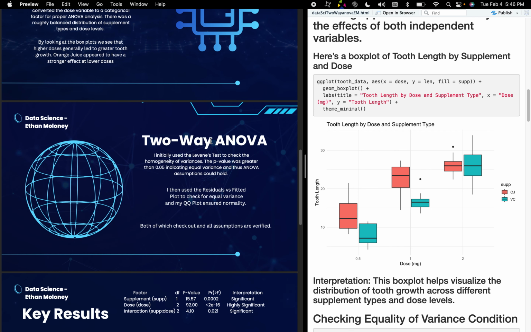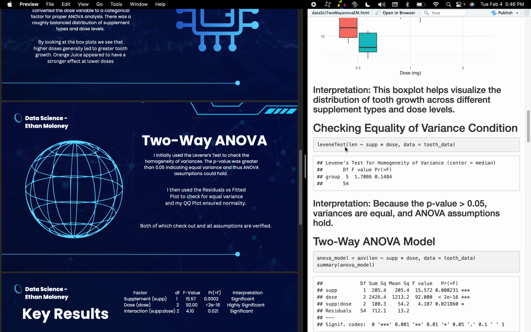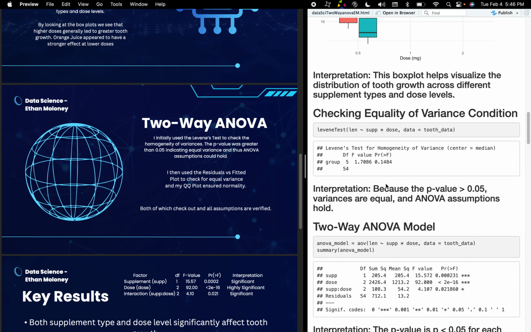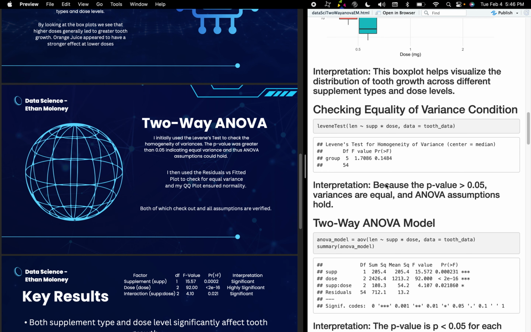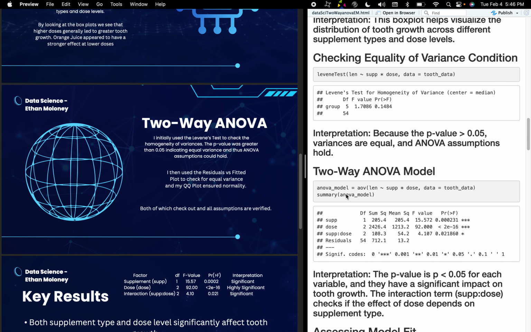So now for the two-way ANOVA. I initially used the Levene's test. Here's my implementation of the Levene's test to check for the homogeneity of variances. The p-value was greater than 0.05, as 0.1484 is greater than 0.05, indicating equal variance and thus ANOVA assumptions could hold. I then used the residuals versus fitted plot to check for equal variance. My QQ plot ensured normality.